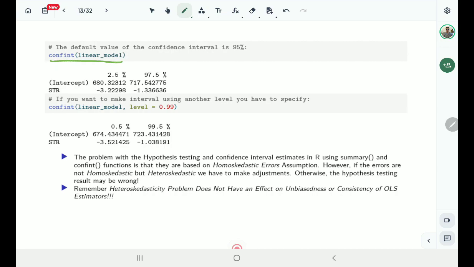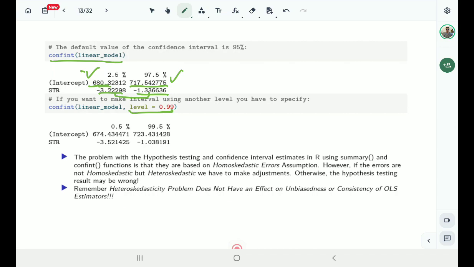So confint of the linear model, you can see that it gives you the default 95% confidence interval. You see, so the true intercept value will be covered by this interval, by this lower and upper bound, with 95% probability. The same goes for STR. The beta 1 parameter, the true value of the beta 1 parameter, is going to be covered by this interval with 95% probability. Now what we want to do is change the confidence level to 99%. So for that you have to supply the additional level parameter equal to 0.99.